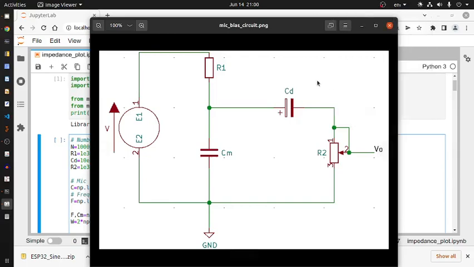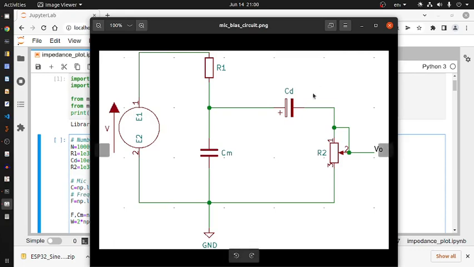Okay, in this video I will explain how a microphone biasing circuit can be simulated through Python programming, so that we can design a proper circuit to achieve a significant amount of gain from a microphone.